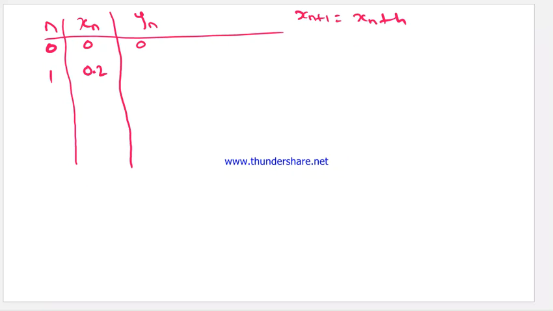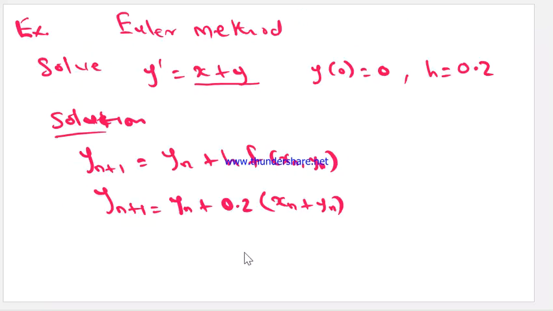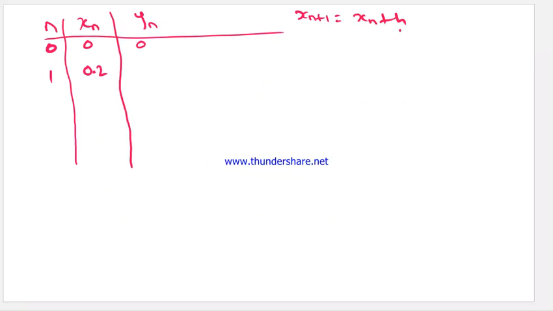And our yn, you remember this, is what? Our yn plus 1 is equal to yn plus 0.2 times xn plus yn. So let's write it somewhere here: yn plus 1 is equal to yn plus 0.2 (xn plus yn).